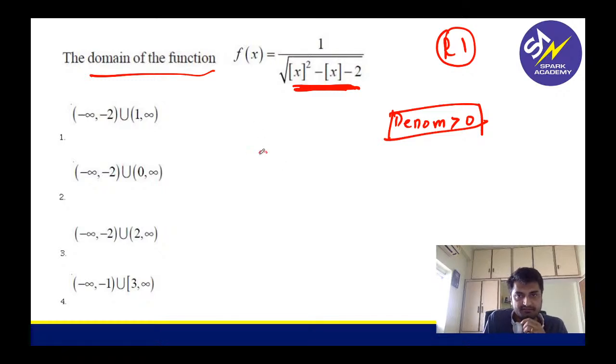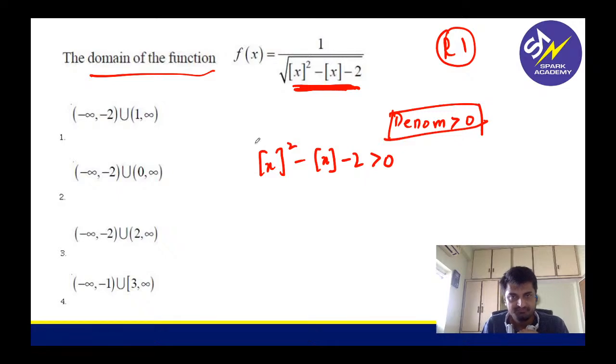So what does it mean? sec x whole square minus sec x minus 2 should always be greater than 0. Correct? Can I write this? Yes, the square root also cannot be negative, and it cannot be 0 either. Why? Because if it is 0, it becomes infinity. So can I write this, guys? Everybody clear with this step?